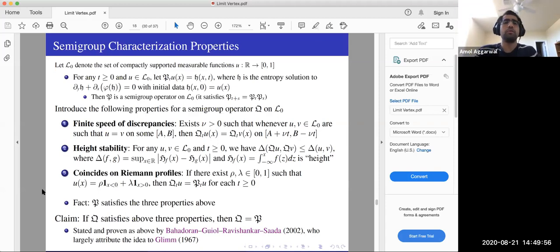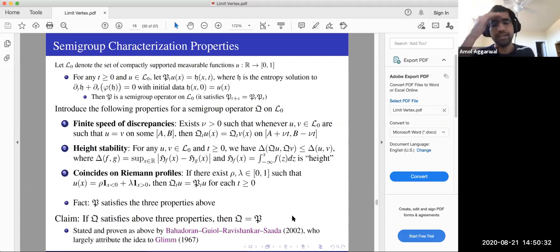Okay. So now if you have these three properties, so finite speed of discrepancies, height stability, and Riemann profiles. So the first is that P satisfies them all. This is just the known property of entropy solutions, what are known as hyperbolic conservation laws or Euler laws, that P satisfies all three of these properties. But the second, the claim is that if Q satisfies all these three properties, then it had better be equal to P. So yeah, that's a characterization of P. Okay, so the statement of this claim, to my knowledge, was essentially in that work I'd mentioned before.